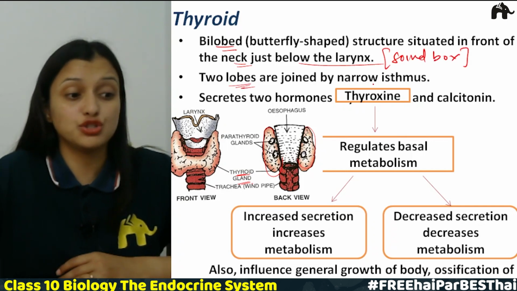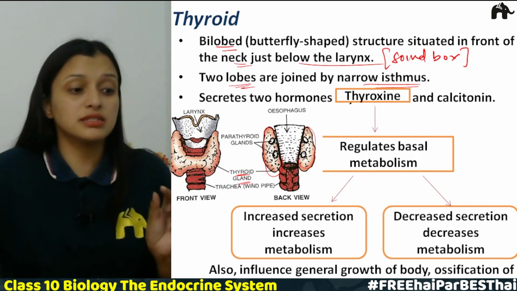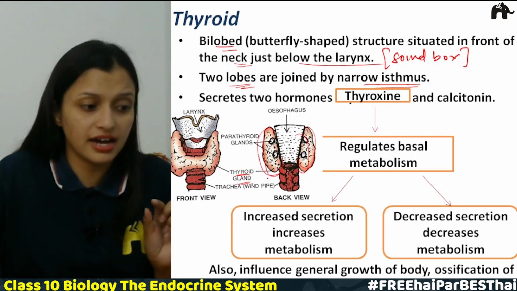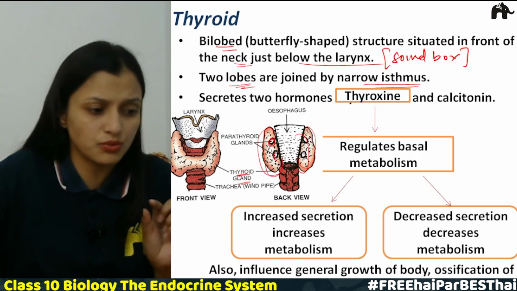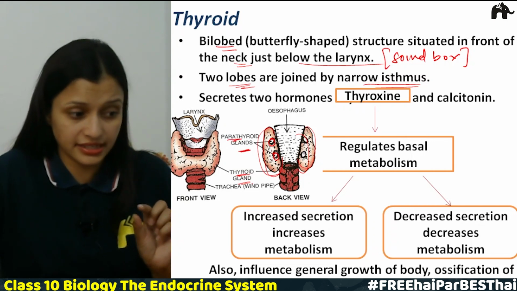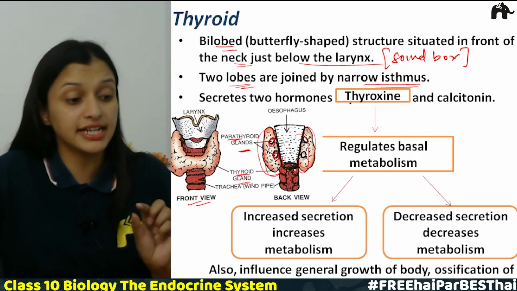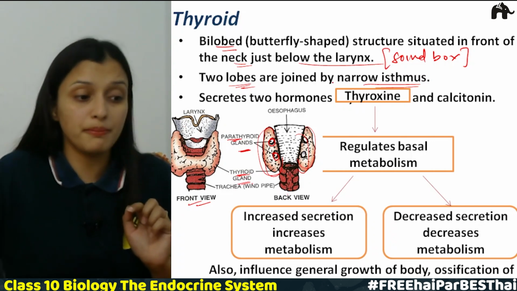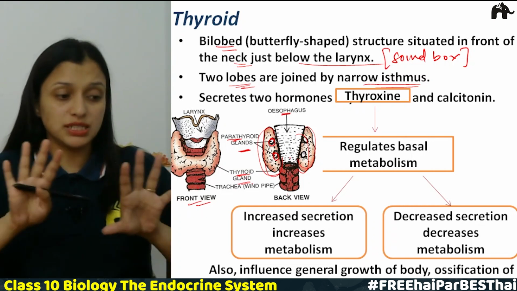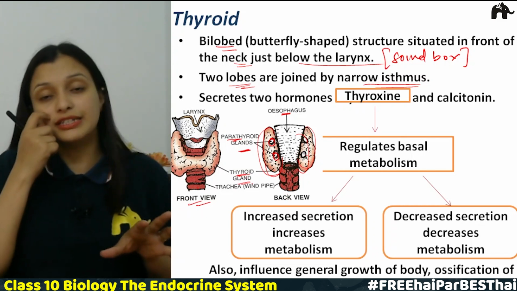The two lobes are joined by a narrow isthmus. So there is a narrow isthmus which basically joins these two lobes. So this is the esophagus, and these glands are the thyroid glands, and over here these round structures are called parathyroid glands. So this is the larynx. If you see the front view, this is the larynx, and below the larynx is the thyroid gland, right? And if we see the back view, we will first see the esophagus, and then on the sides we will get to see these wings of the butterfly called the thyroid glands.